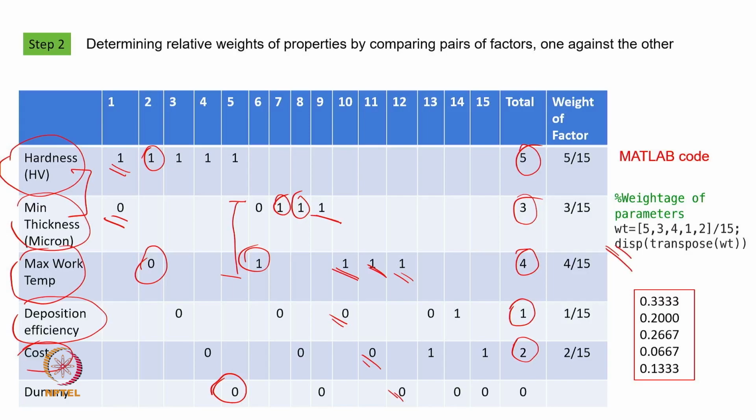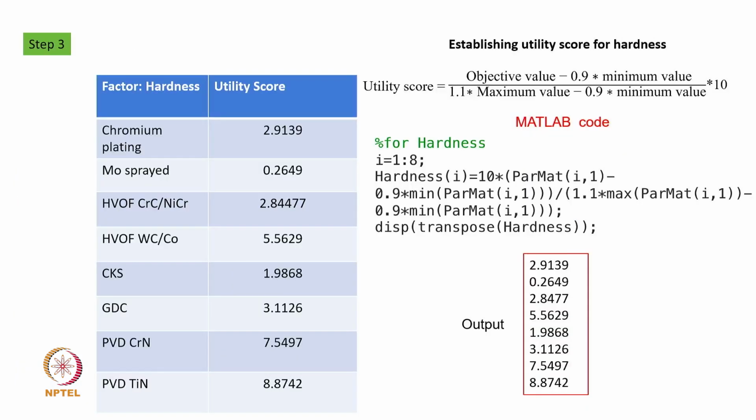So, what comes out: hardness has a weighting factor 0.333, minimum thickness has a weighting factor 0.20, and then max temperature has a weighting factor 0.2667. Coming to the deposition efficiency, very low, that is 0.0667. The last one is the cost, which is 0.1333, and the dummy will be 0.